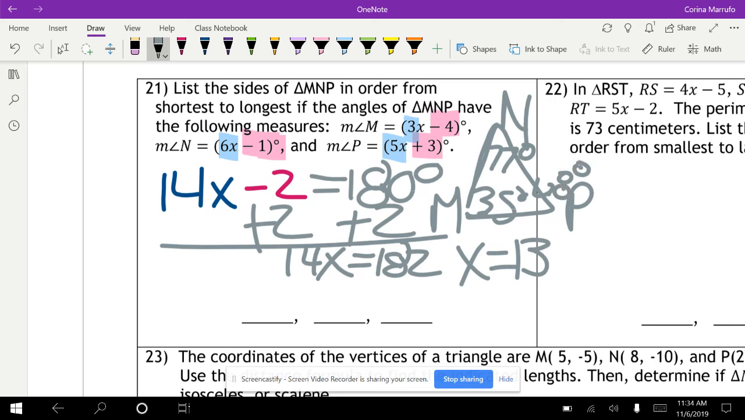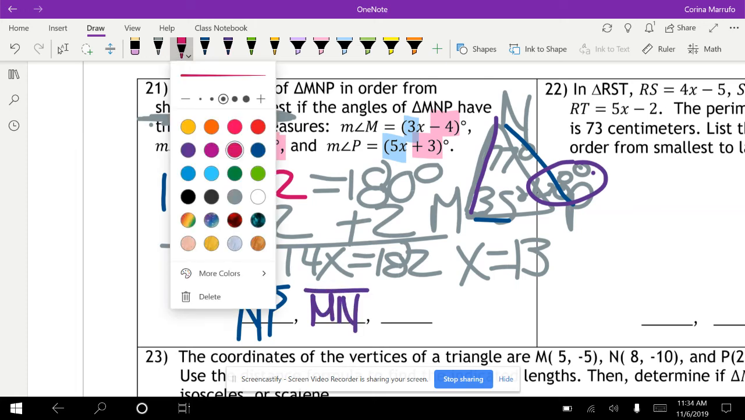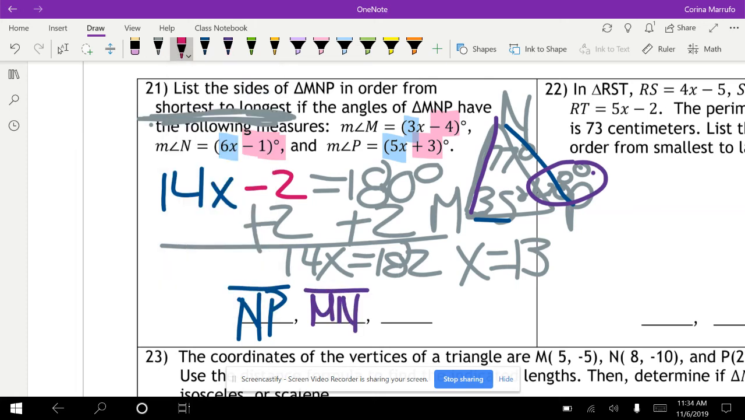And then we're going to order them from shortest to longest. It tells us right here. So the smallest angle is M. So that means the side across M is going to be NP. And then the next number would be the 68. So across angle P is MN. And then last we have angle N is the biggest. So then across angle N is going to be MP.